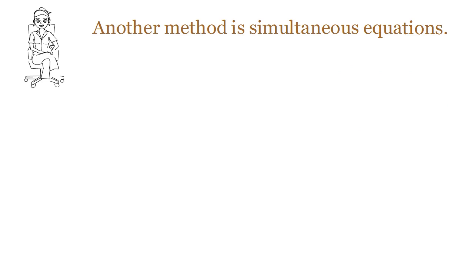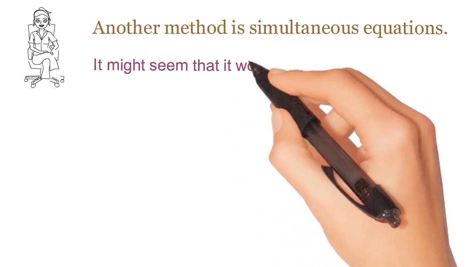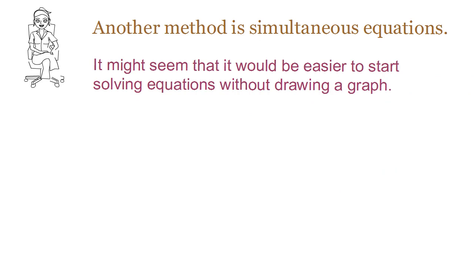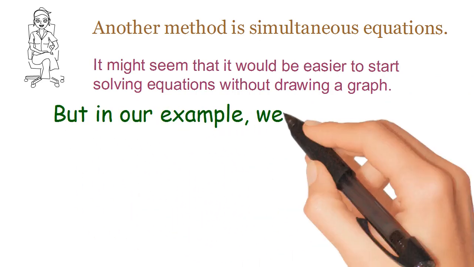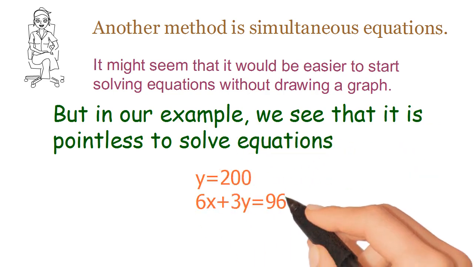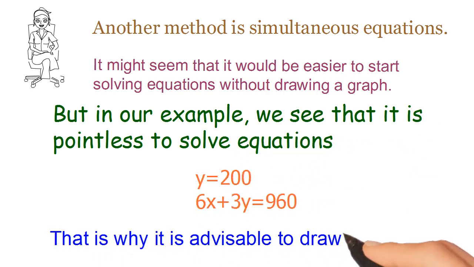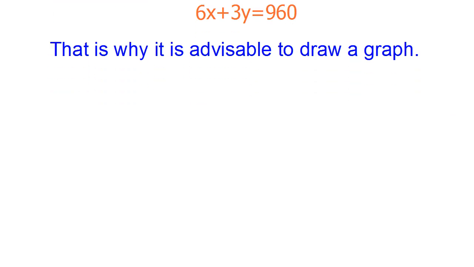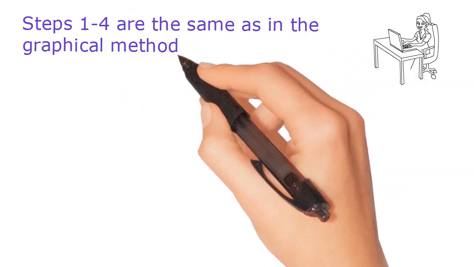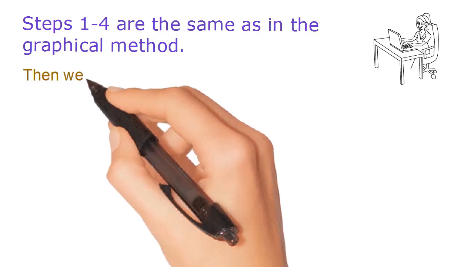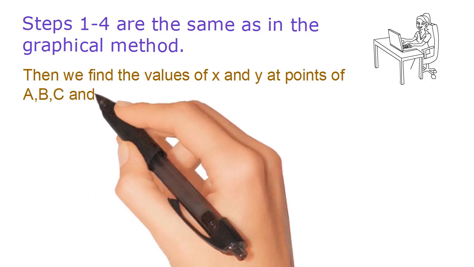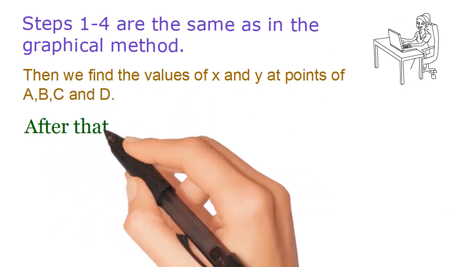Another method is simultaneous equations. It might seem that it would be easier to start solving equations without drawing a graph. But in our example, we see that it is pointless to solve equations. That is why it is advisable to draw a graph. Steps 1 to 4 are the same as in the graphical method. Then we find the values of x and y at points A, B, C and D.